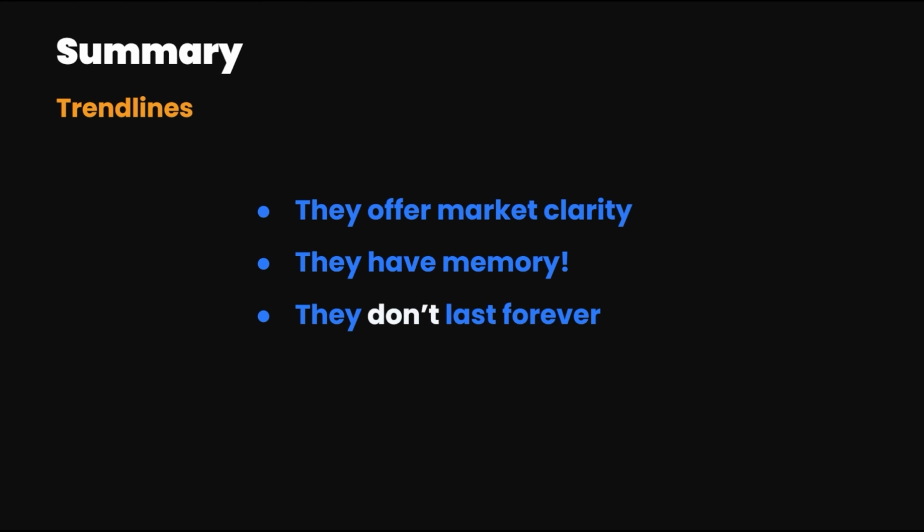They have memory. As more traders see them and they focus on them, that puts more emphasis on that area in the market. But always remember, they do not last forever, and at some point they will break. When that breakdown does occur, it usually signals to the trader that the trend has probably come to an end. So that's a great starting point. Who'd have thought that it was possible to deduce so much detail from such a simple straight line?